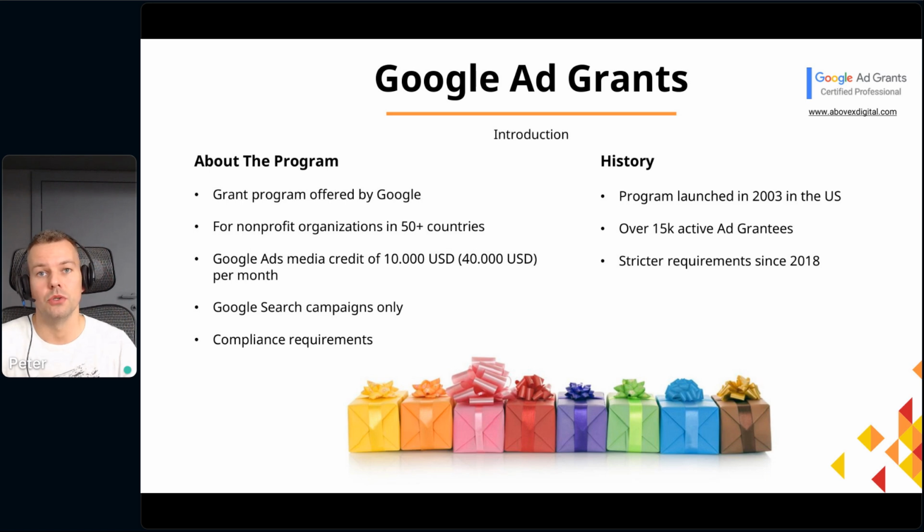And once you get the grant, you get $10,000 per month, which you can use to run search campaigns within the Google search results. Right? Those are text ads that appear within the Google search results. And you can use this credit given in the form of a grant to promote your organization. There are certain compliance requirements that you need to follow for you to stay in the program.